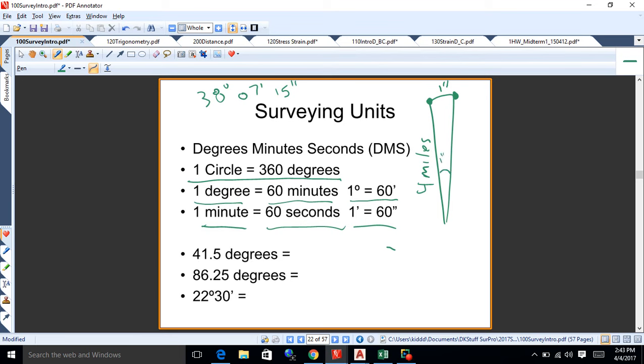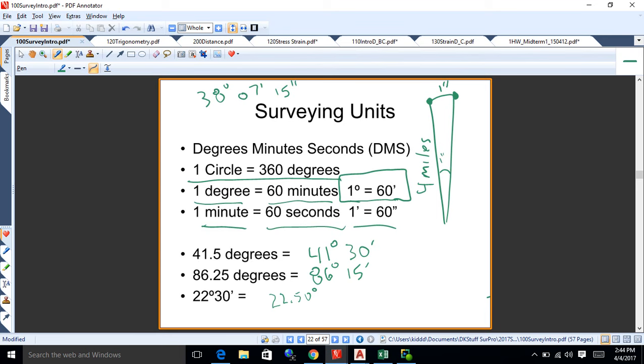Now, that's a little awkward doing the math. So what's 41.5 degrees in degrees and minutes? We got 41 degrees. 0.5 degrees would be how many minutes? Yeah, it'd be 30, okay? 1 degree is 60, so half a degree is 30. 86.25 is 86 degrees, and then what's a quarter of a degree in minutes? 15. 22 degrees 30 minutes would be 22.5 degrees.